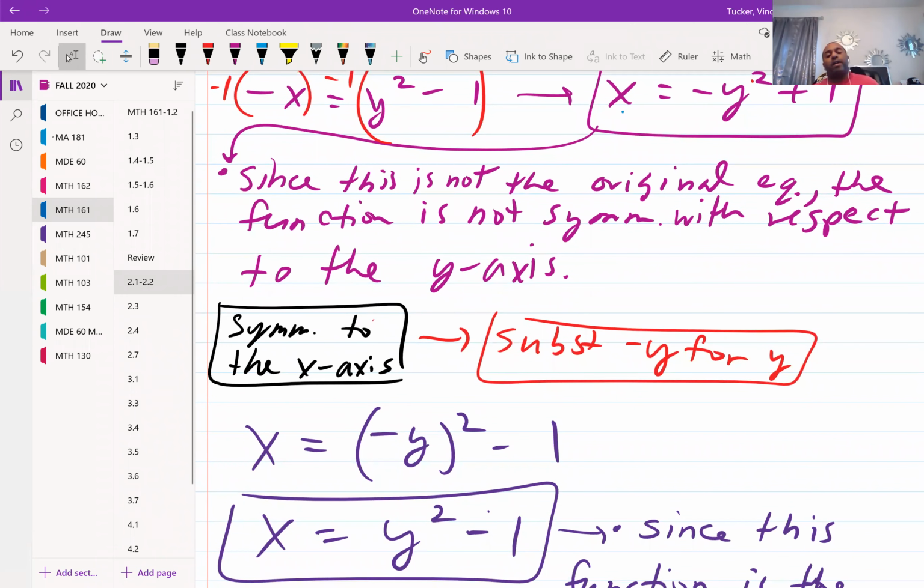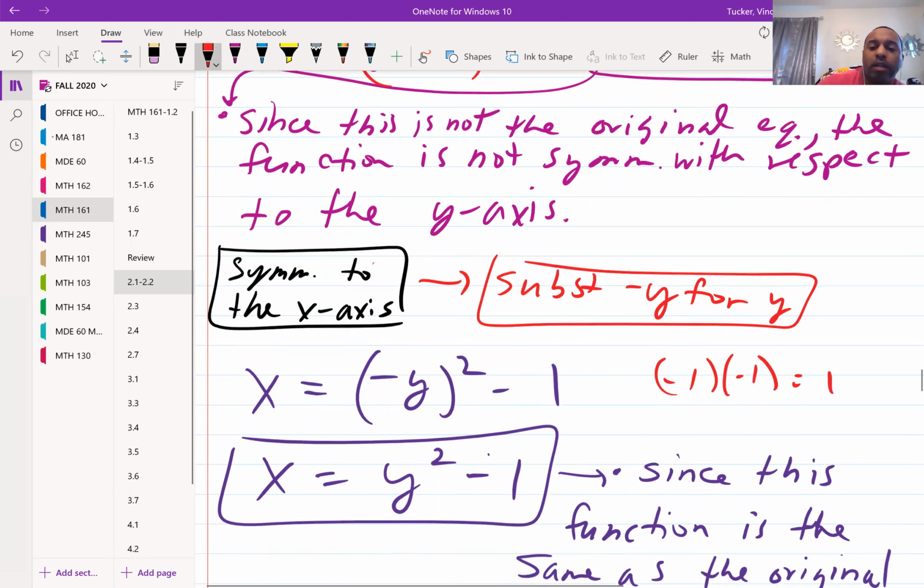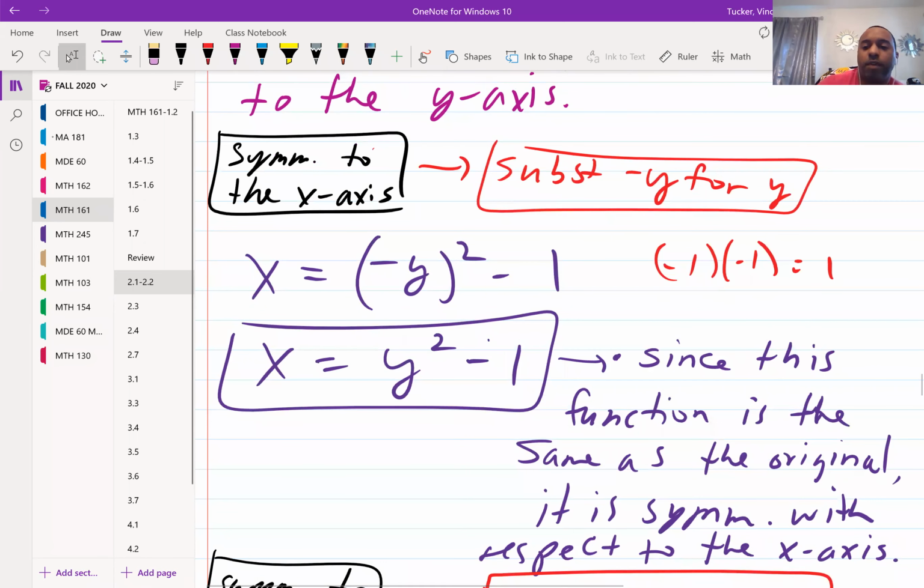So we'll substitute in negative y for y. When we plug in negative y, notice that's negative y squared. We talked about the effect that a square will have on a negative: negative times a negative will give you a positive. So that will be positive y squared now. And so since this function is the same as the original, it is symmetric with respect to the x-axis.